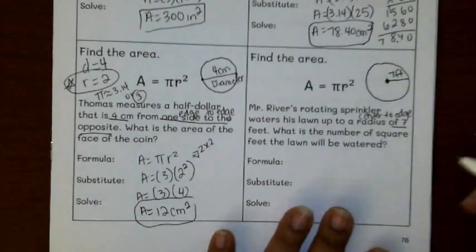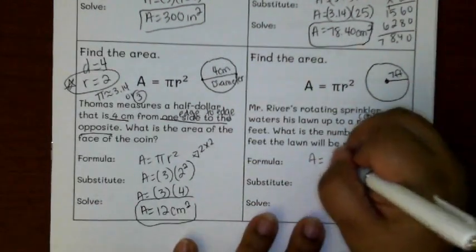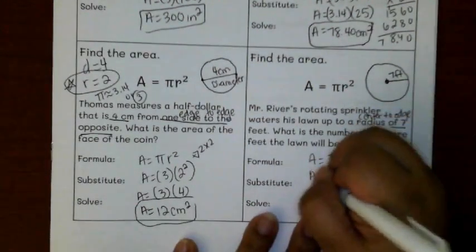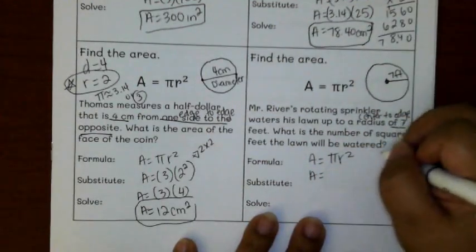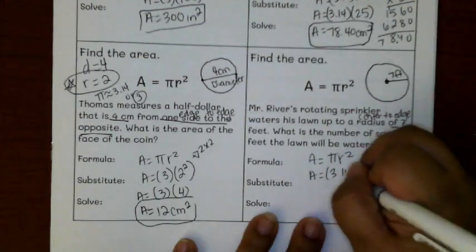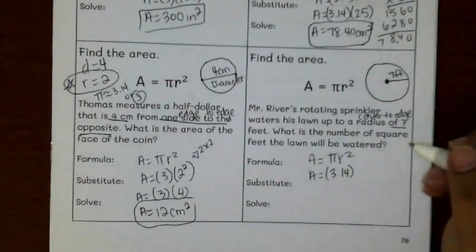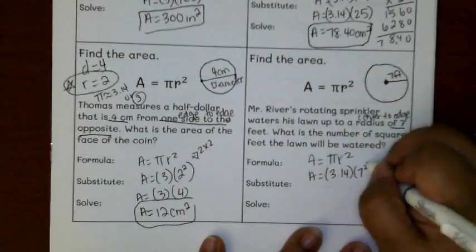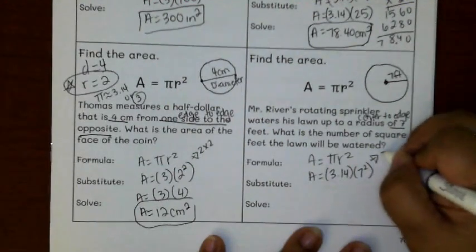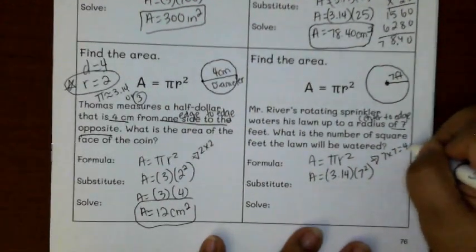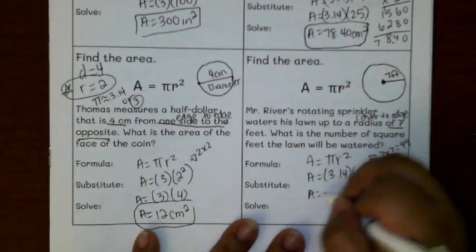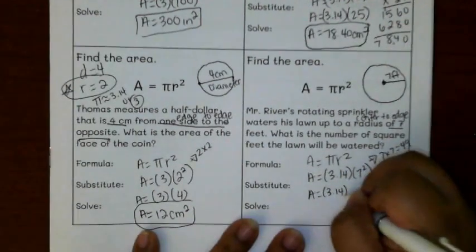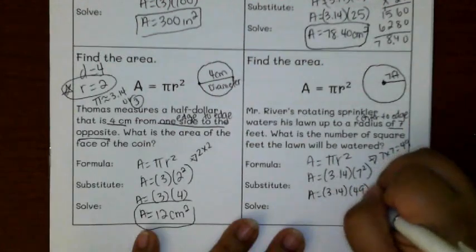A is equal to, we're going to actually use 3.14 for this one. So 3.14 times the radius, which is 7 squared. Now, I know that this means 7 times 7, which is going to equal 49. Now I'm going to rewrite this as 3.14 times 49. So all I have to do over here is 3.14 times 49.